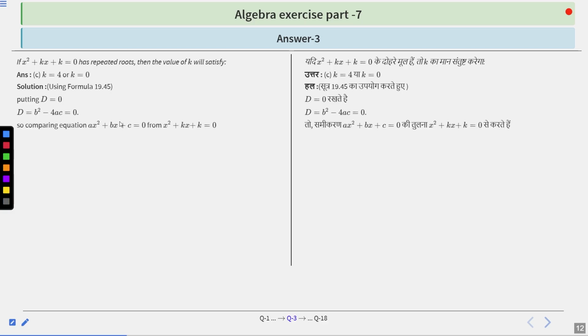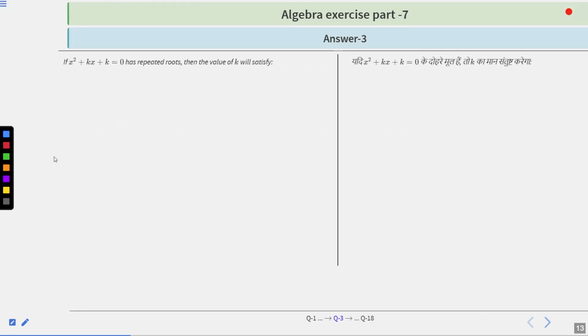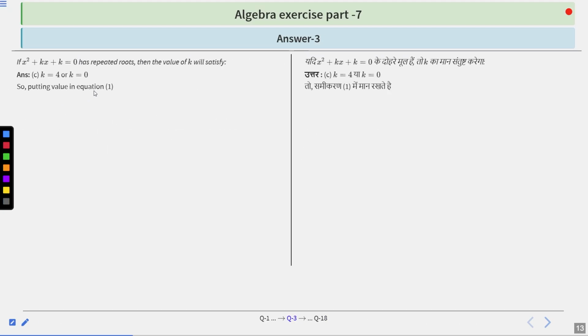Comparing equation ax² + bx + c = 0 with equation x² + kx + k = 0, we can say that the value of a is 1, b is k, and c is also k. So putting the values in equation 1, we get k² − 4·1·k = 0, or you can say k² − 4k = 0. Taking k common, we get k(k − 4) = 0.